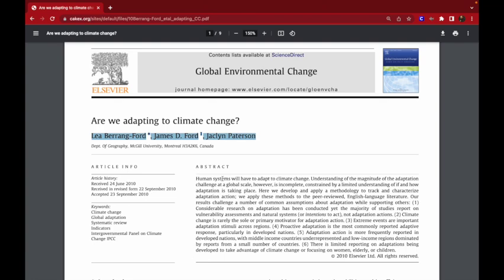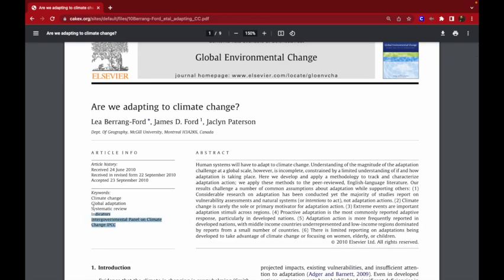Oftentimes with academic articles, there will be a series of researchers or professors that are working together on a project, particularly in something like this, which is science. And so here we have 3 different authors. Below that, you have what university these researchers are associated with, okay? So that's what you have at the top. Over here, you have some information about when the article was received. It was also revised, when it was accepted. And then below that, you have some keywords. So these are the words that you're going to see frequently in this particular academic article.